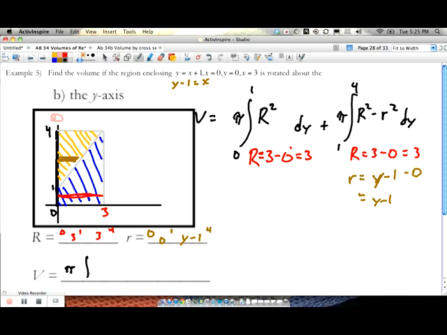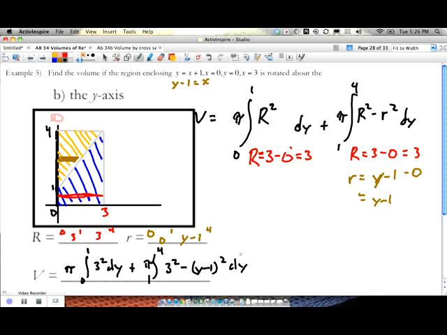Volume equals pi times the integral from 0 to 1 of just 3 squared dy. Plus, the second one's from 1 to 4, we still have the pi, but now we have big R squared minus little r squared. It's going to be 3 squared minus, and then y minus 1.